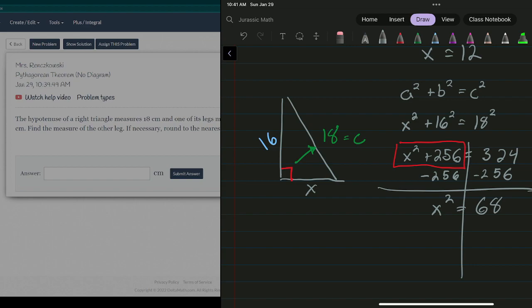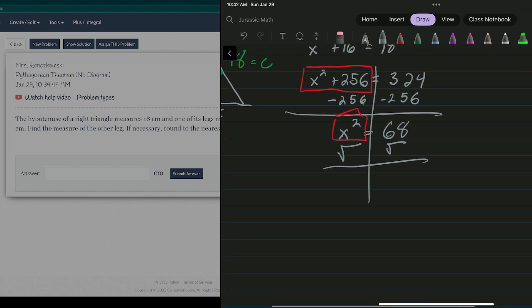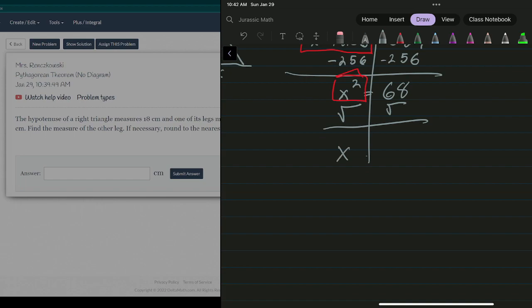Now, the directions say round to the nearest tenth. So this is where the hard part comes in. Because we are going to, once again, square root both sides. And this is where I notice a lot of people struggling. So the square root of 68 is 8.2462. It keeps going, but I only need up to the tenth column. So I'm going to underline the tenths, which is the number right at the decimal. I circle the number next to it, and I just cross out everything else.